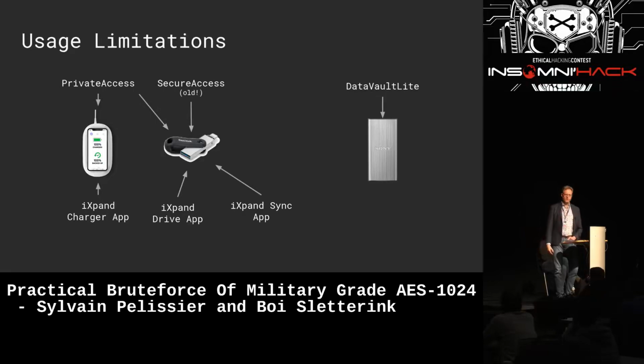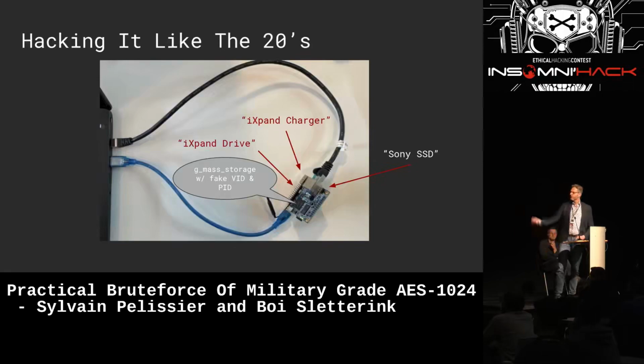One of my colleagues told me he had a prototype, which is basically the same contents as this thing, but without a casing. And then I decided to use something different. I was hacking it like the 20s. So I used an Orange Pi and ran Linux on it. And I used the Gadget kernel module, the g_mass_storage module, to just fake a USB device with specific vendor and product IDs, and it worked like a charm.